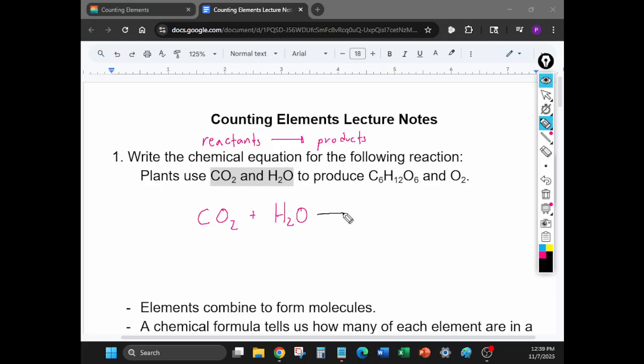And then we're going to draw an arrow to indicate that these chemicals are reacting to make a new chemical. Alright, so if we take a look at the rest of the sentence, it says they are producing C6H12O6 and O2. So you're making these chemicals. So you are making C6H12O6 and O2. So this is going to be the chemical reaction or equation for this one. Yeah, what's up? Go ahead.